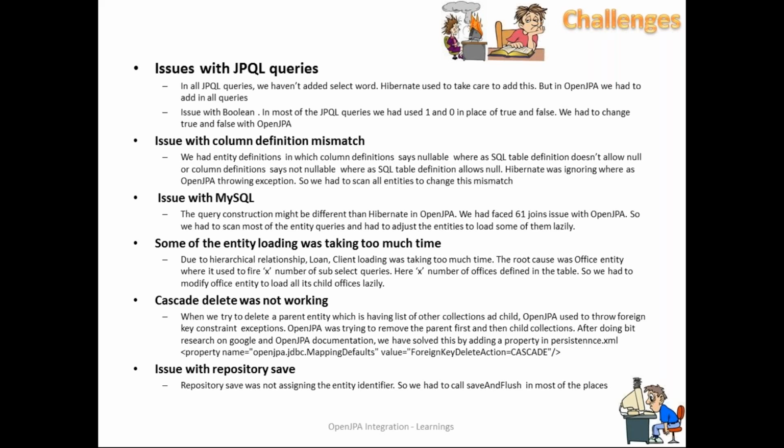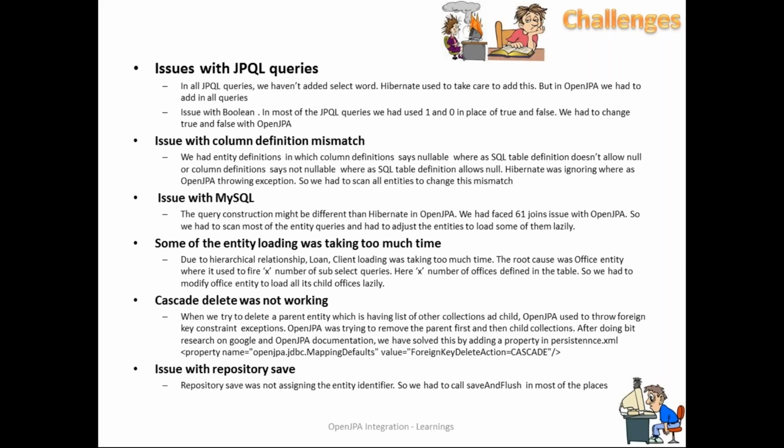It says, okay, there are child entities, I can't delete the parent entity. So getting this order of deletes proper itself was the only change we had to make. Finally, we added one more property as part of the persistence XML, where you just say foreign key delete action equal to cascade. But figuring out this one particular line actually took us a lot of days.